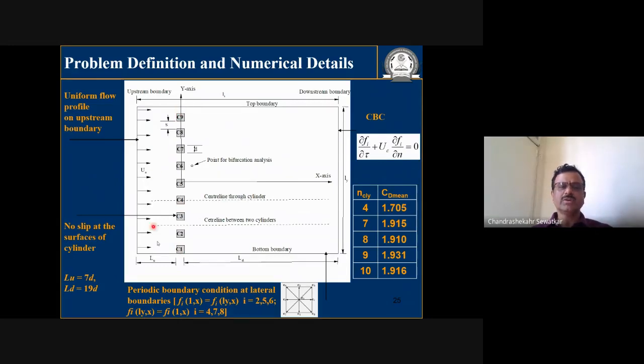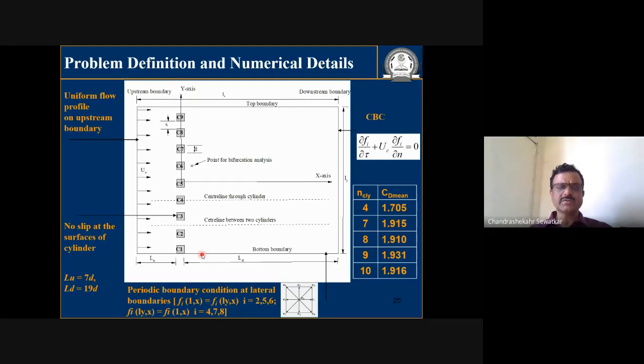Although we have restricted ourselves to 9 cylinders, C1, C2, C3 up to C9, the flow is occurring on all these 9 cylinders. The size of the cylinder is D. The cylinders are equispaced, and the spacing between cylinders is S. What we have done is use periodic boundary conditions.